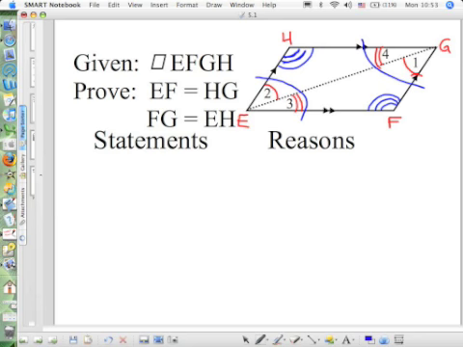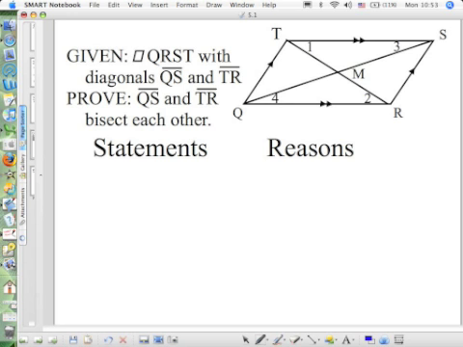All right, bisecting each other. How can we show that the diagonals bisect each other? Do we have to be drawing? It would be a good idea. We have proofs in the homework. Yes, because you need to learn how to do it.